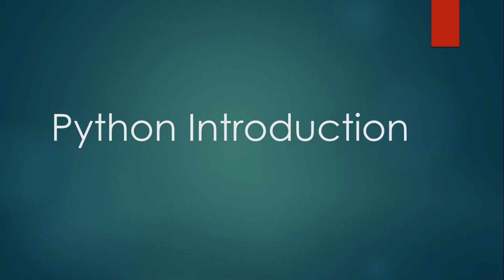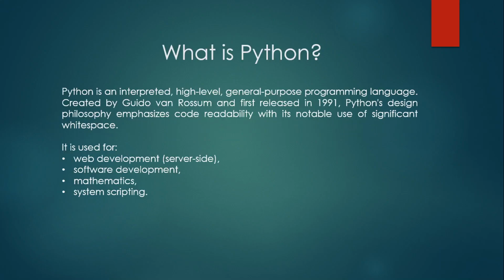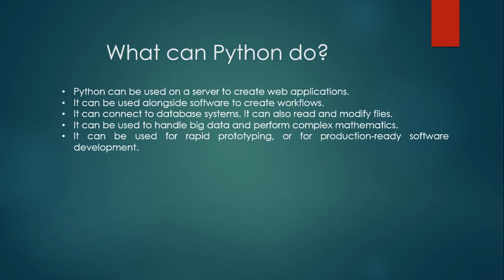So this video is a quick overview of Python programming language. So let's start. What is Python? Python is an interpreted high-level general-purpose programming language created by Guido van Rossum and first released in 1991. Python's design philosophy emphasizes code readability with its notable use of significant whitespace. It is used for server-side web development, software development, mathematics, system scripting, etc.